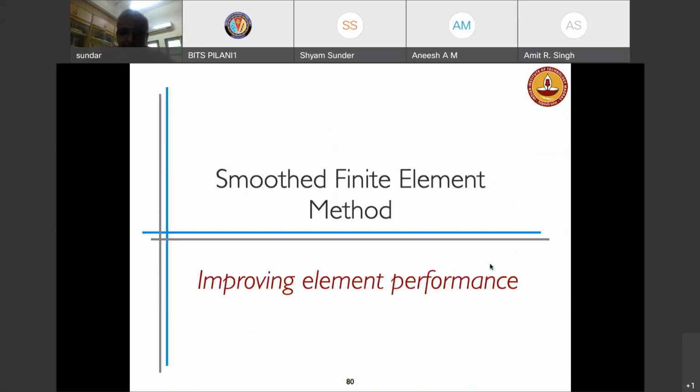I think that's all I have for the scale boundary finite element method. I think this is the last one in my talk, which is smooth finite element method. Here, this takes a different thought process, right? So here the idea is improving element performance.